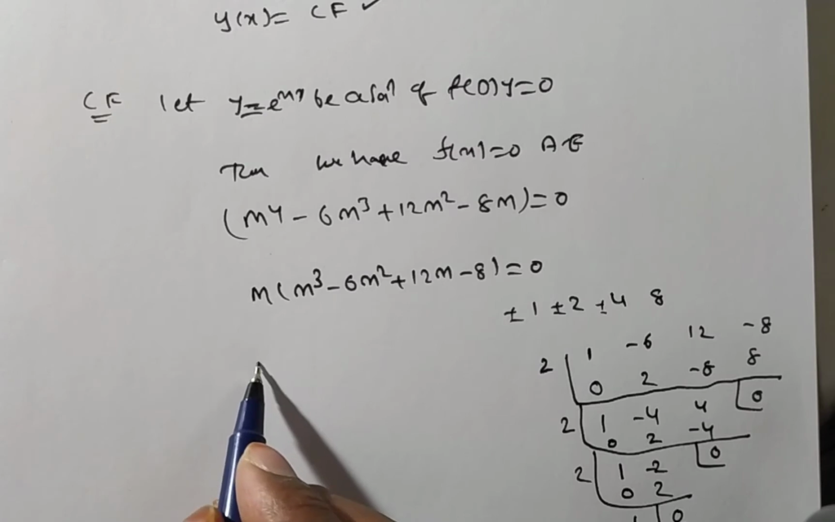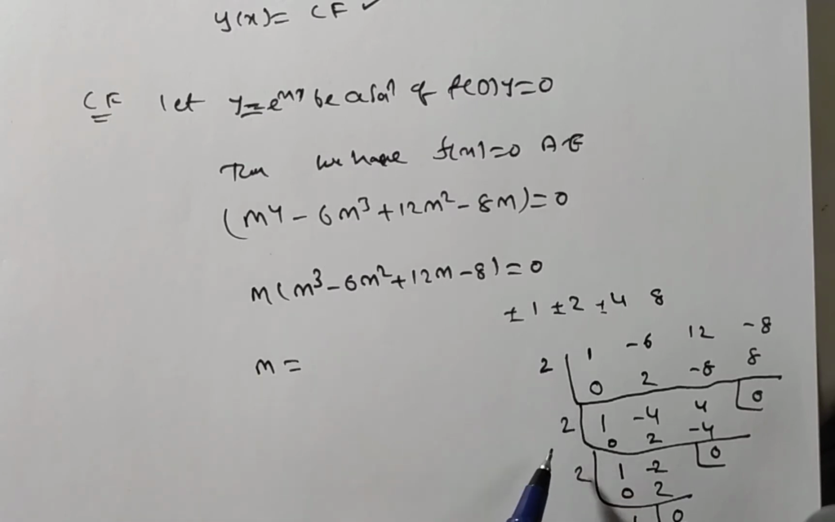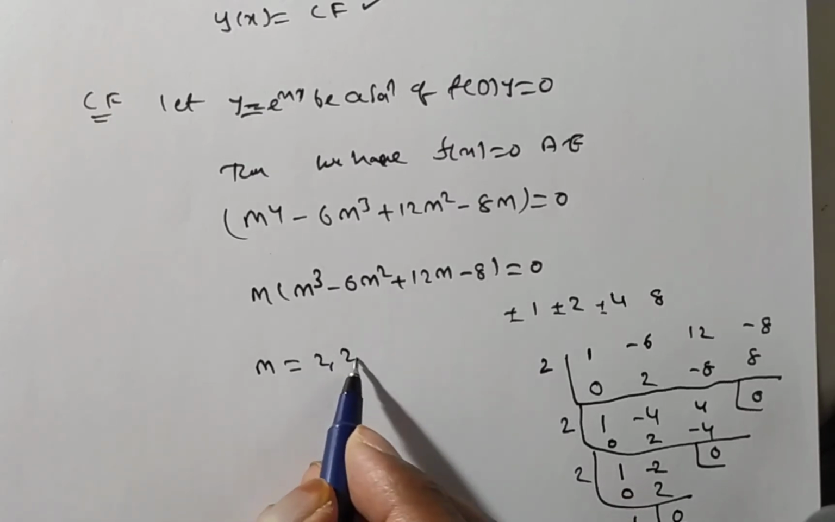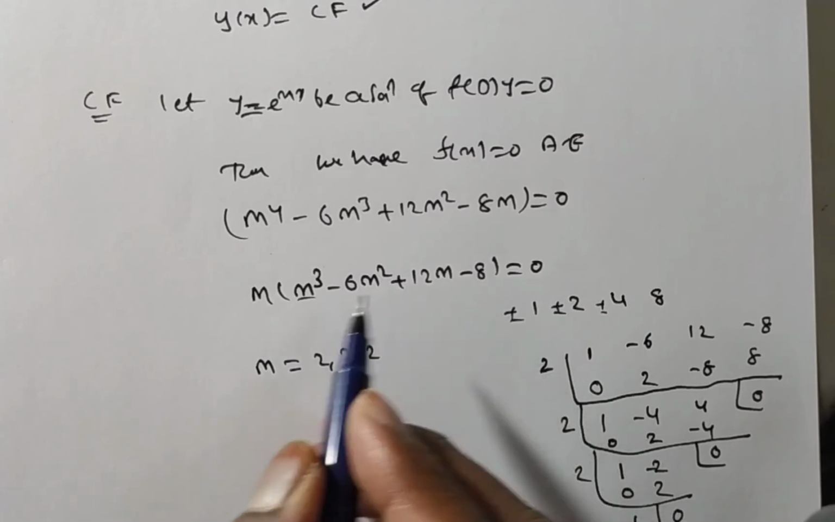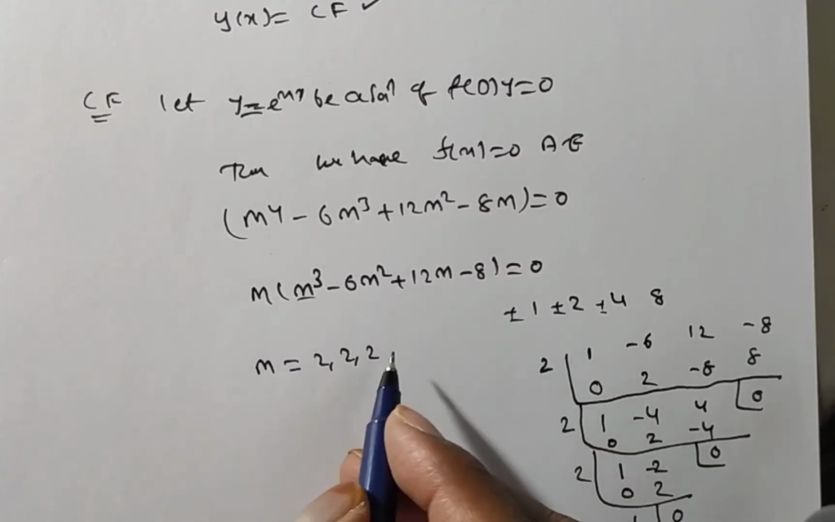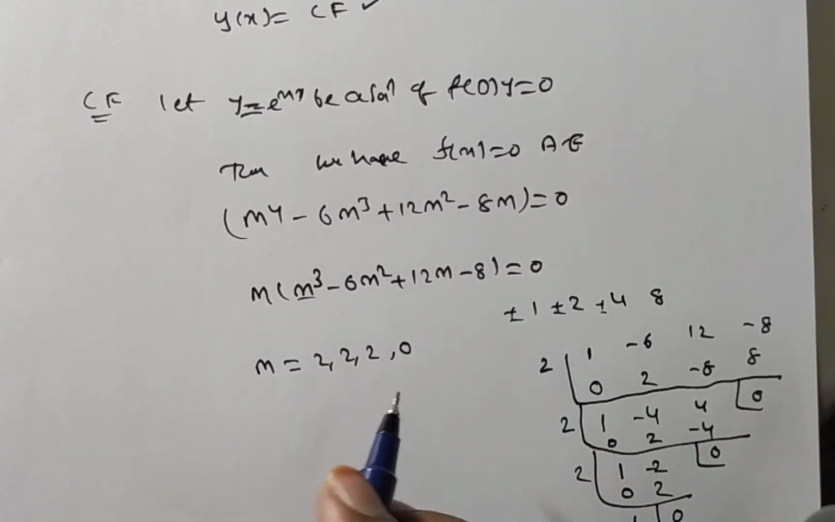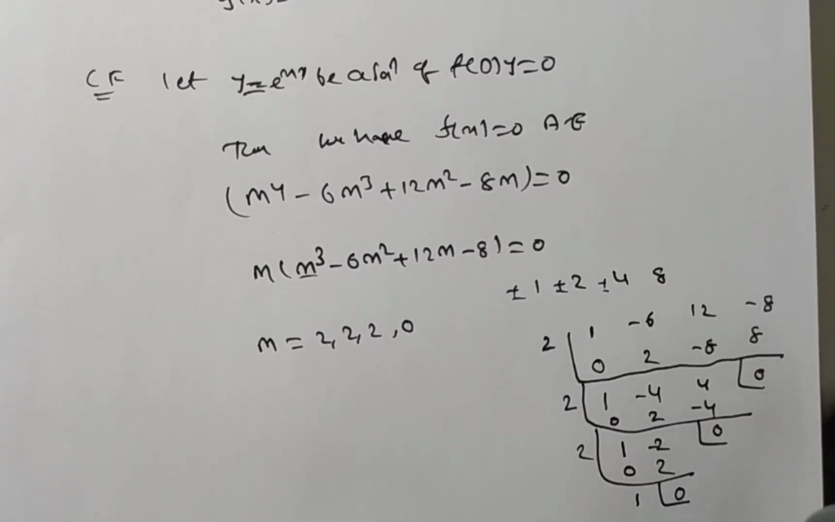So you can say the roots are 2, 2, 2 for this cubic polynomial. What about this one? M is equal to 0. Here you observe the roots are real and repeated.